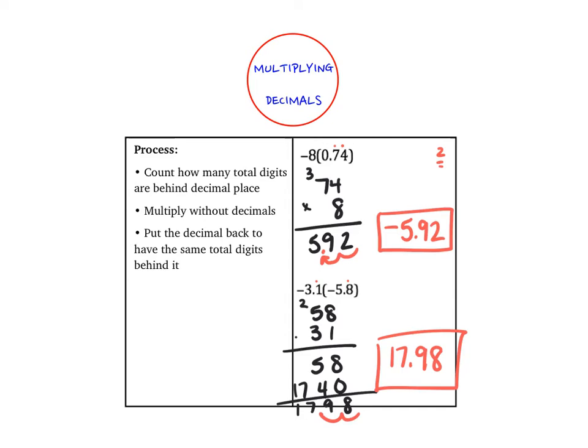So just to recap, we multiplied as if the decimals weren't there. What mattered most was how many total digits were behind the decimal place, and at the end, after we had calculated, we moved that decimal back.